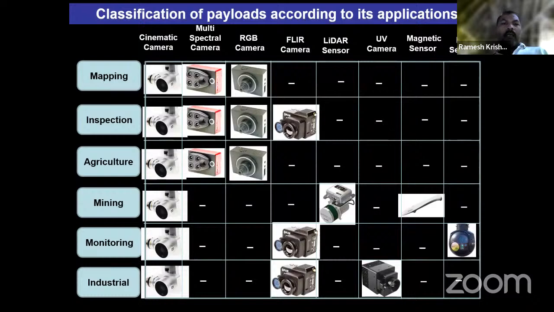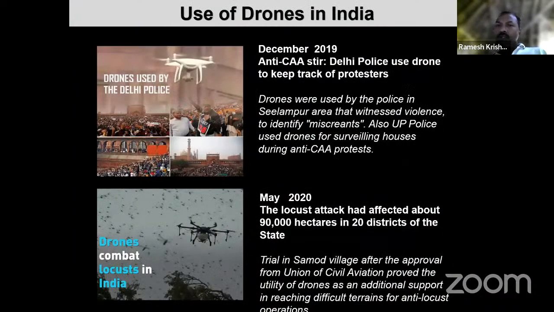Depending on the payload, as I said earlier, there could be many functions, starting with mapping and going all the way to industrial functions. Use of drones in India, if you look at the history, many of us got to know in 2019 when the Delhi police used the drone. That's when it became very popular. They were using it to control the anti-CAA protest.